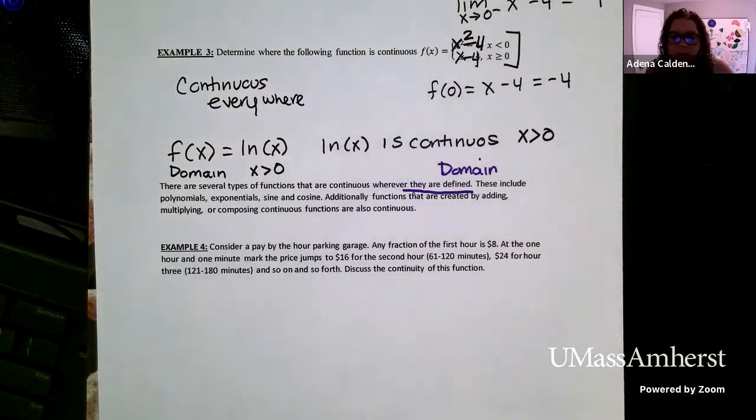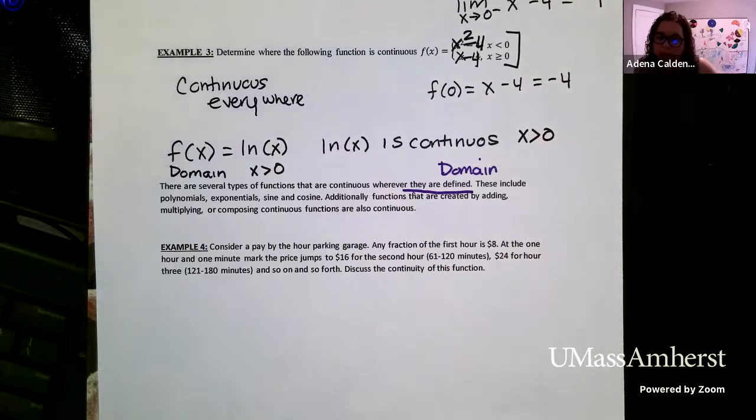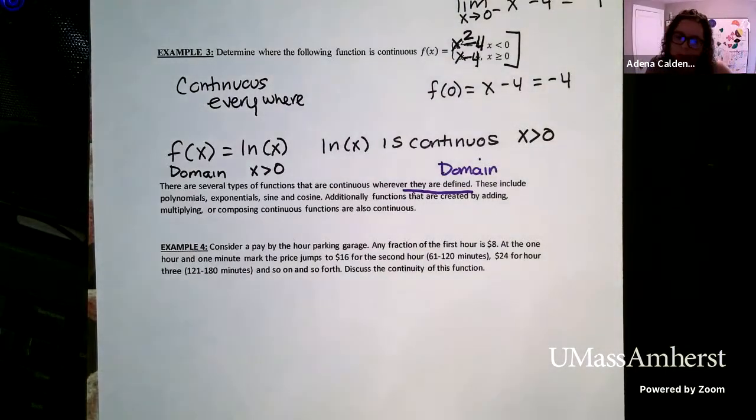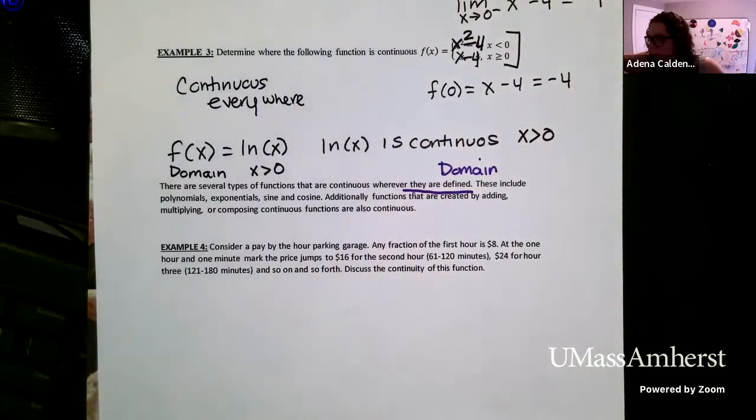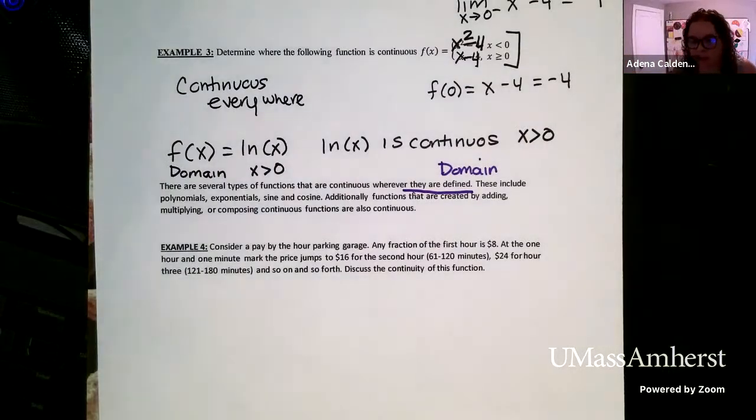So 61 to 120 minutes. Then again, it jumps up another $8. So $24 for hour 3, right? So on and so forth. So every new hour slot, you get charged another $8.